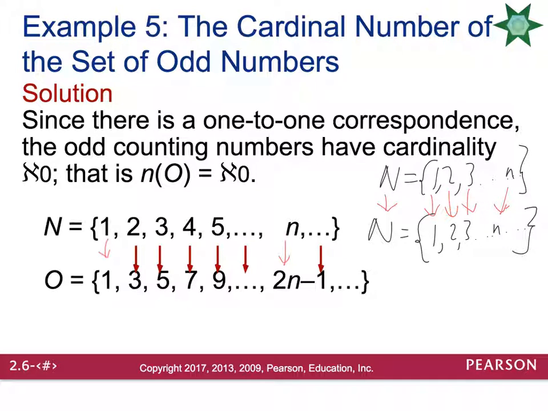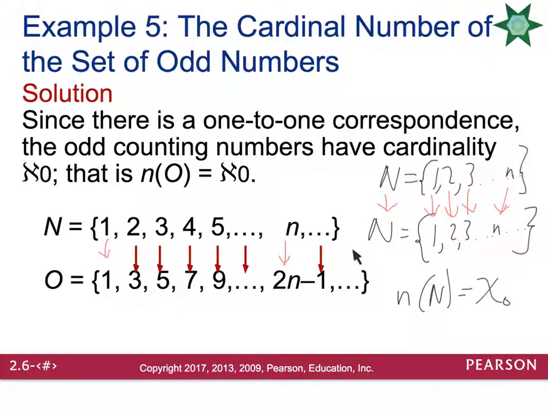So that tells us that the cardinal number of the set of natural numbers is also aleph null, because we showed that it's infinite and countable because it has a one-to-one correspondence with the set of natural numbers. The set of natural numbers does. This one shows that the cardinal number for set O is also aleph null. Remember, these are the same.